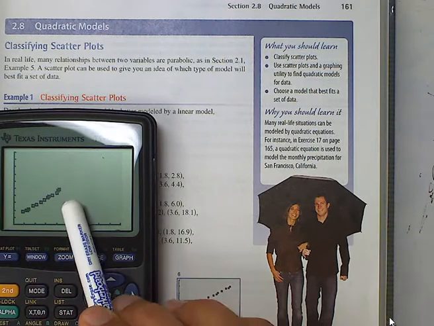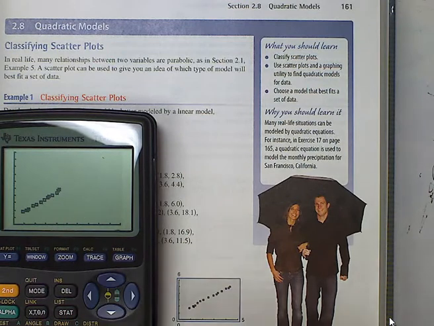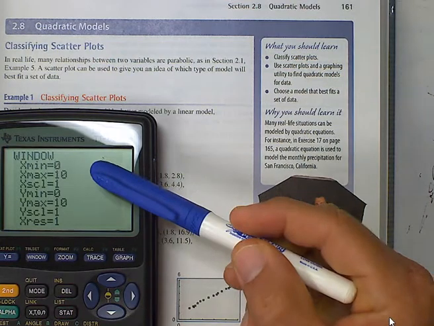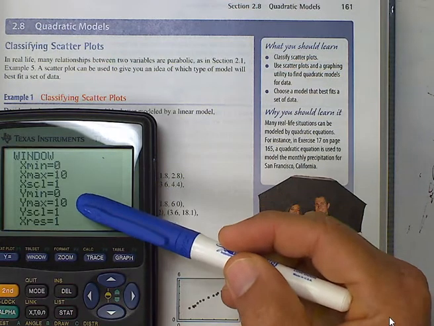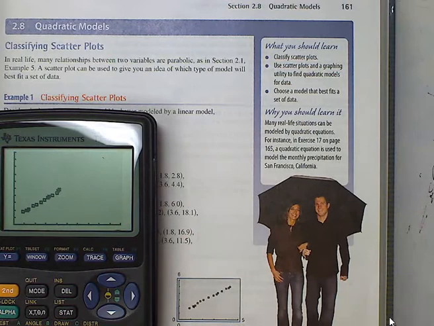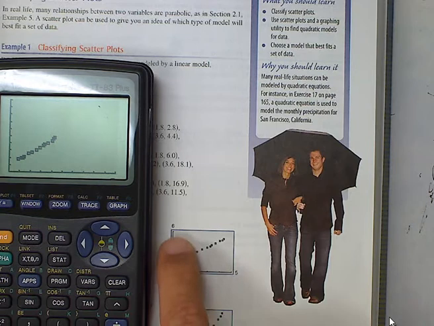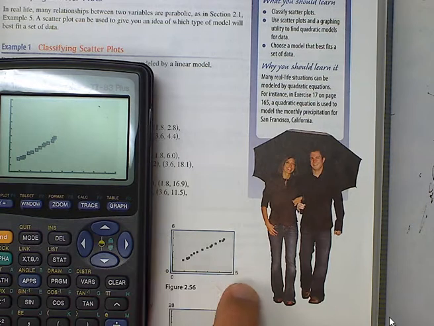If your window's a little bit different, go to window, and I change the x minimum to 0 and the y minimum to 0, so I don't want to be in the first quadrant. Then I hit graph. As you can see, the picture here in the book, this means to put the x at 0, the y at 0, put the x max at 6, and the y max at 5, you get it to look like that.